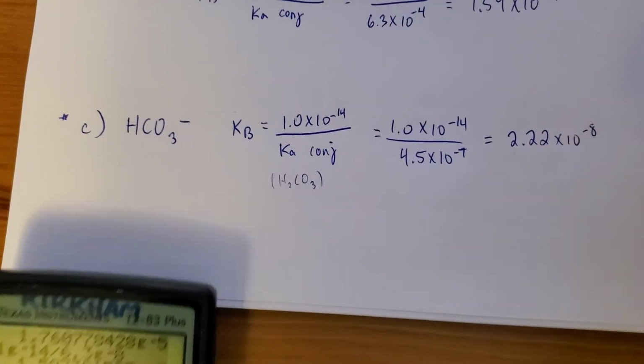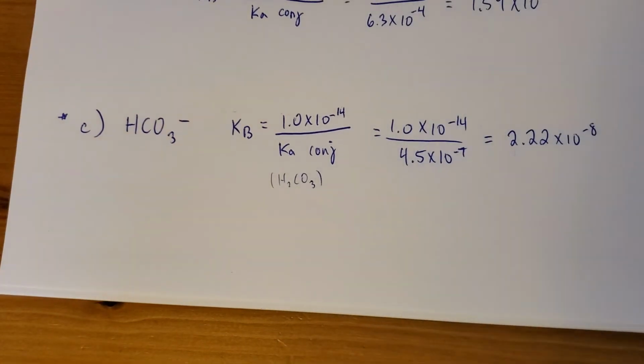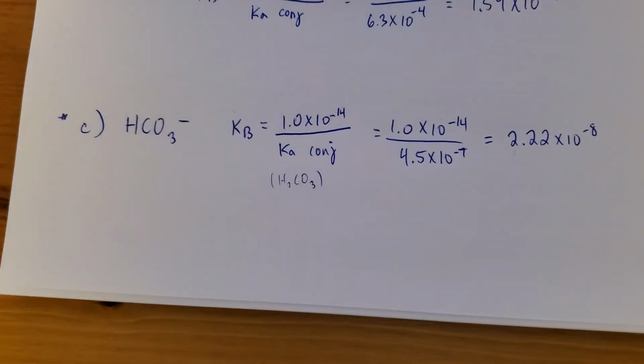Okay, so I get 2.22 times 10 to the negative 8. That looks good. Next video, we're going to pull it all together.